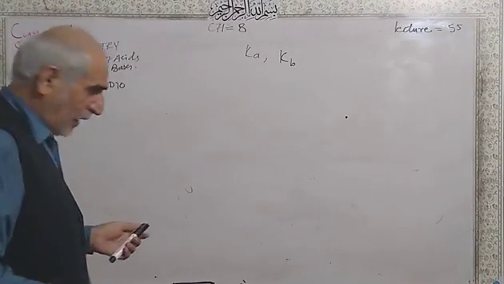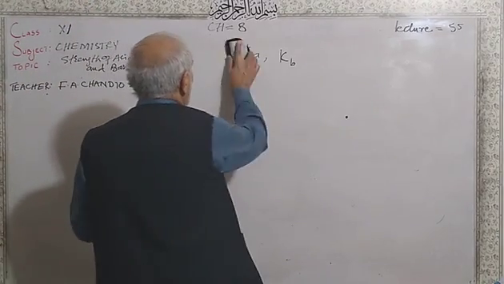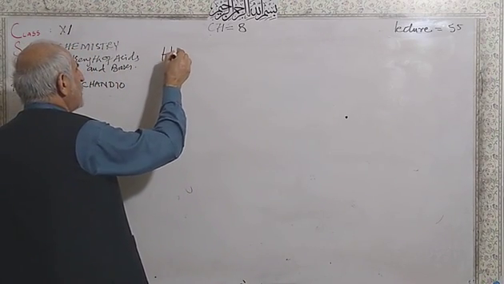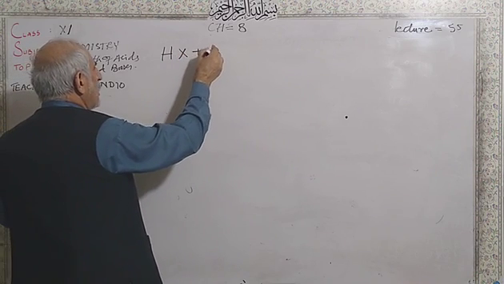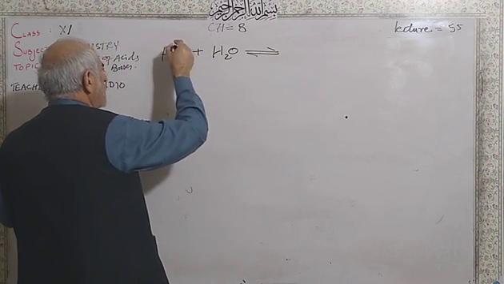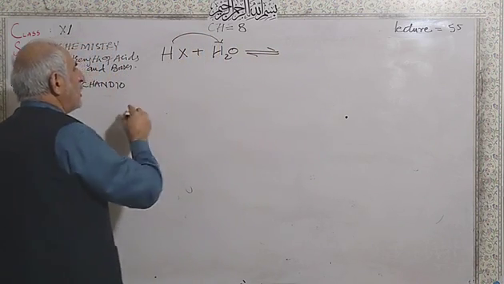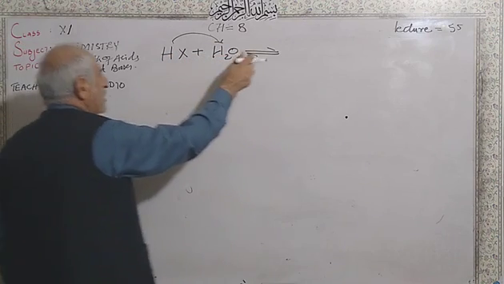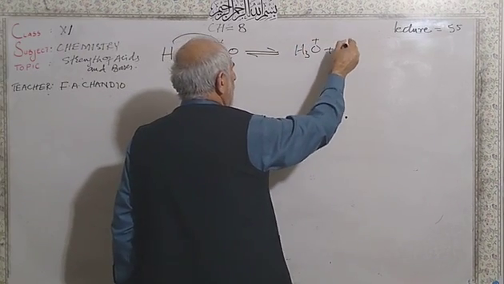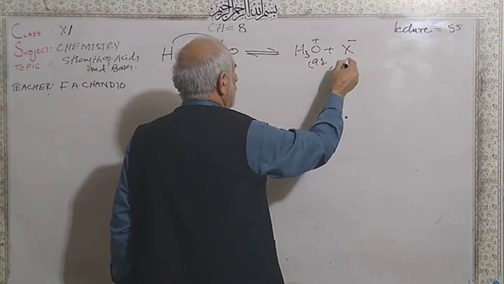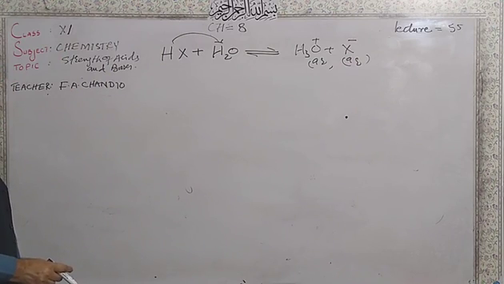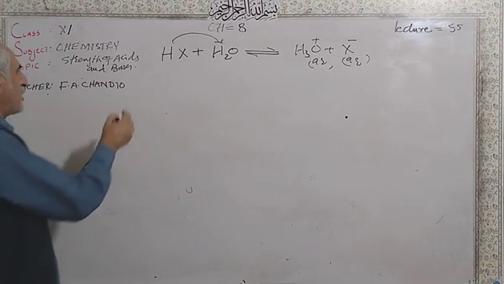Suppose you have this acid, according to the Bronsted-Lowry concept. This acid is going to donate a proton, Bronsted acid and Bronsted base, to give the conjugate acid and conjugate base. You have done this one. This is according to the Bronsted-Lowry concept for acids and bases.